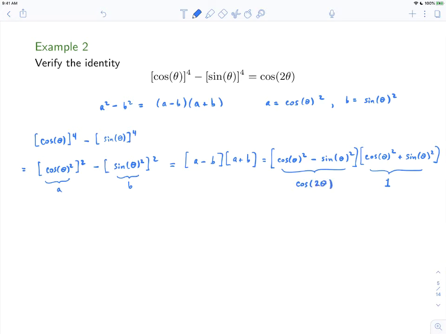So what have we shown? We've shown that cosine of theta raised to the 4 minus sine of theta raised to the 4 is equal to cosine of 2 theta times 1. But of course that's just cosine of 2 theta. So we've shown that the left side of the equation, cosine theta to the 4th minus sine of theta to the 4th, is equal to the right side of the equation. So that means we've verified the identity.